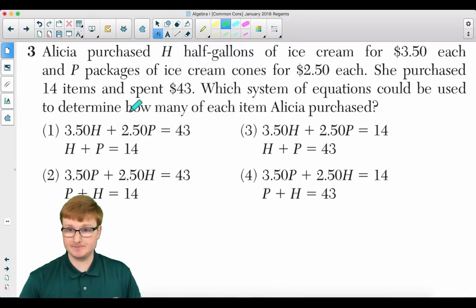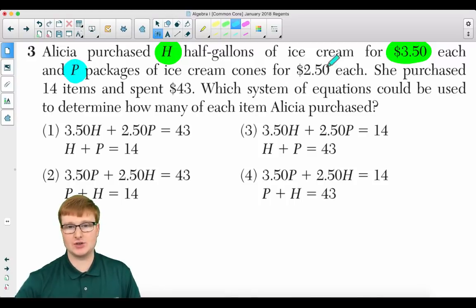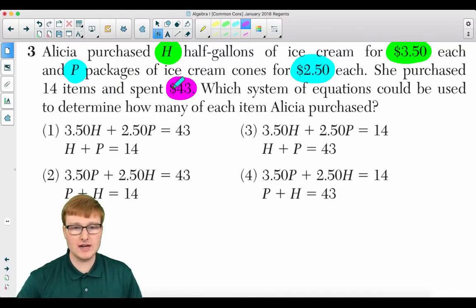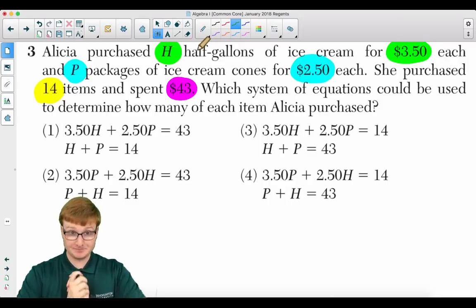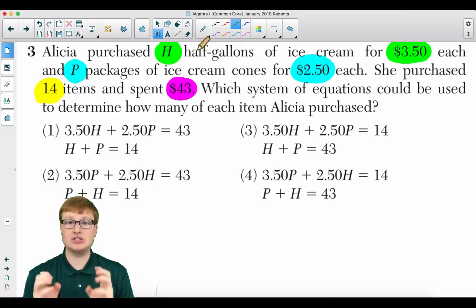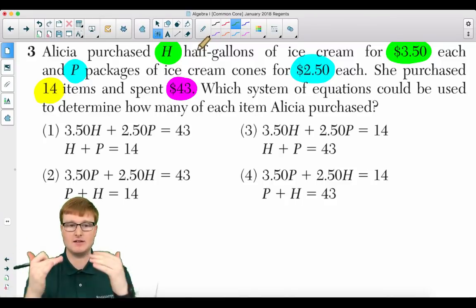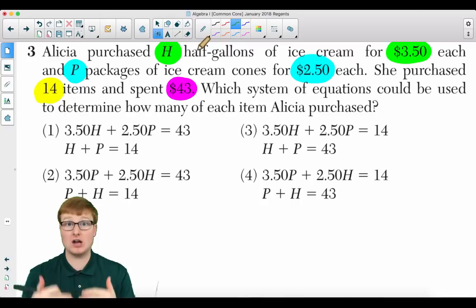So notice here that for half gallons of ice cream, she paid $3.50. For P packages of ice cream, she paid $2.50. And she spent a total of $43, and she purchased 14 products. So I need everyone to understand this right now. There has to be some sort of system of equations that has money and how many products that she bought.